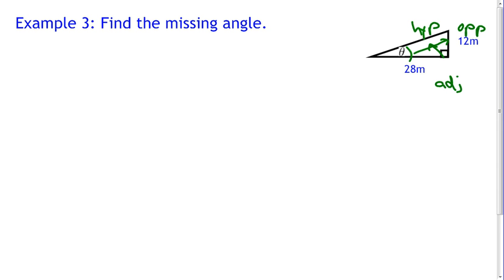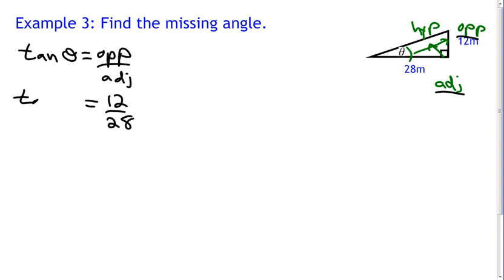We have information about the opposite and the adjacent sides. The ratio that uses opposite and adjacent is tan. So we know that tan of some angle is equal to the opposite over the adjacent. Opposite side is 12, the adjacent is 28, and that's equal to tan theta. So from here we can do 12 divided by 28. That works out to just a number. So the tan of theta is 0.4286. And then from here we need to get theta all by itself.